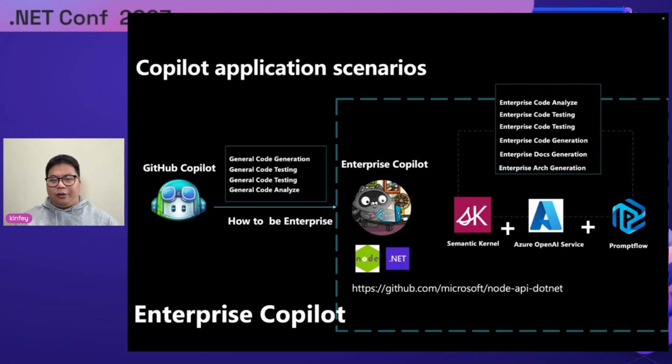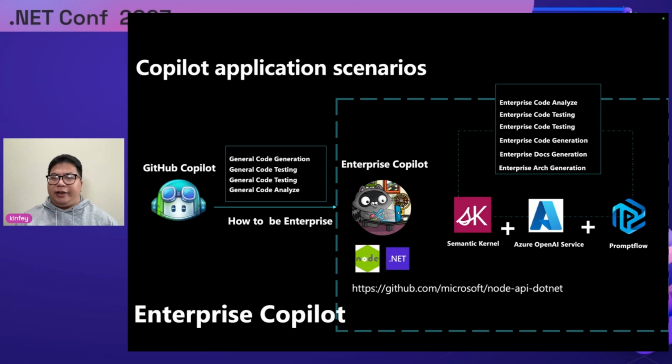I suggest you use the GitHub project microsoft/node-api-dotnet. This is a very good open source project. You can use Node.js to call a .NET library, or use a .NET library to call JS. Either is okay.